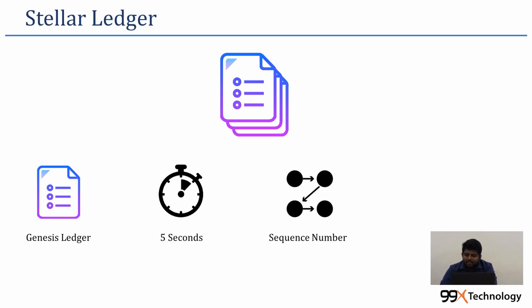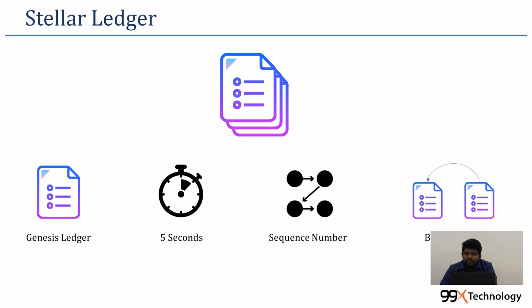And the second thing is you cannot jump the sequences. If you have a sequence of 11, the next sequence needs to be 12. You cannot jump from 11 to the next transaction 13. It's not possible. To maintain it, you need to go in order, or if you want to jump, you can use the bump sequence operation. I'll explain that one in the demo.